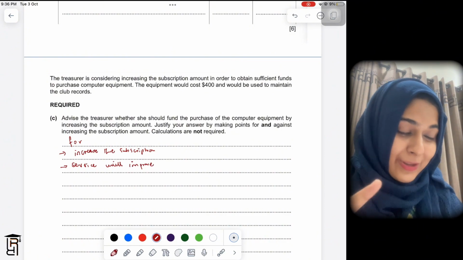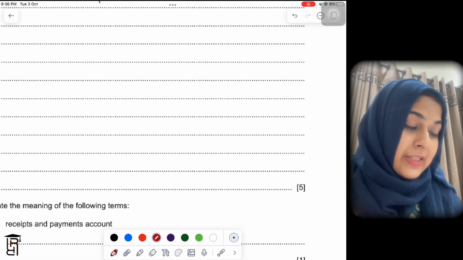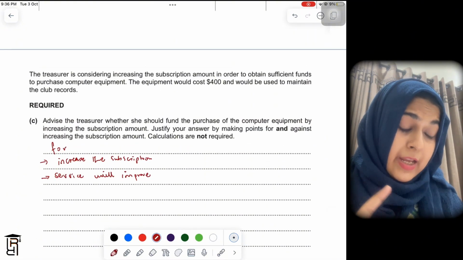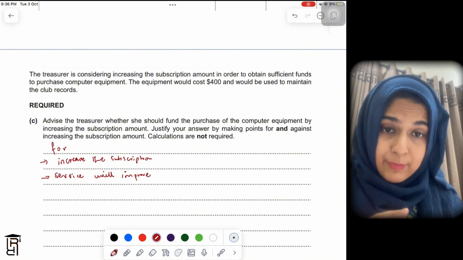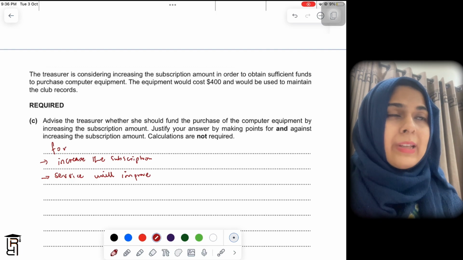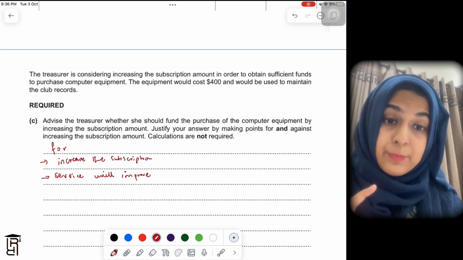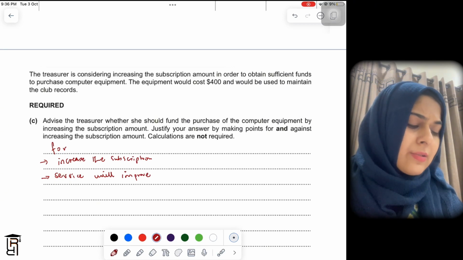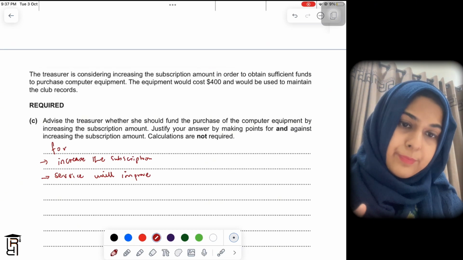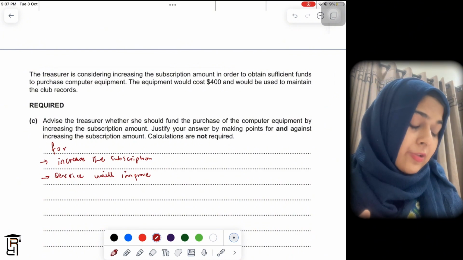Then you have one more thing here, that if there is a $400 computer equipment, and there are 120 members, then all of the members will only have to pay a small amount. So there will be a small increase in each member's per year payment. So that's not going to be taken very negatively, and members would want to pay that for better efficient services of this particular club.